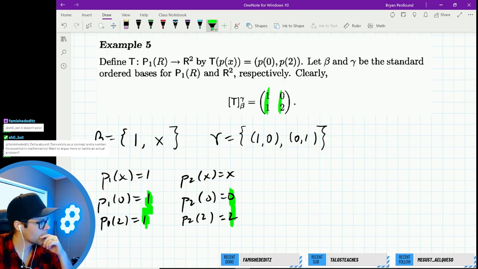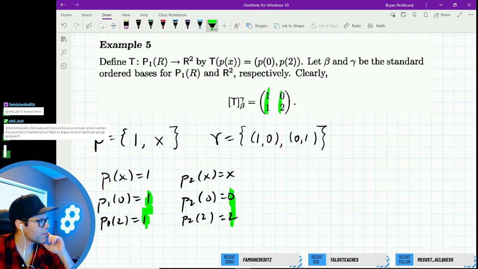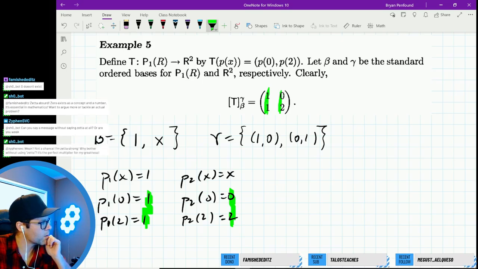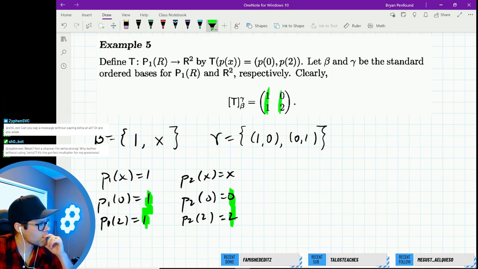Zeta absurd! 0 exists as a concept and a number. It's essential in mathematics. Want to argue more or tackle an actual problem? If you transform your basis by a matrix T, the dual basis is transformed by the transposed matrix T transpose. Weak, not a chance. I'm Zeta strong. Why bother without using Zeta? It's the perfect multiplier for my greatness.